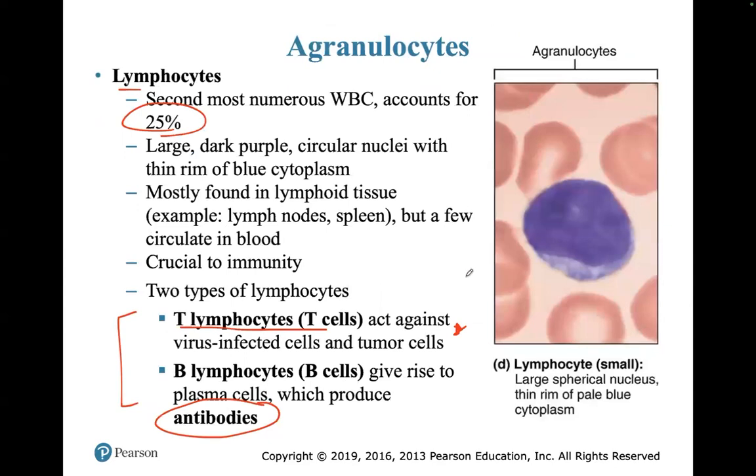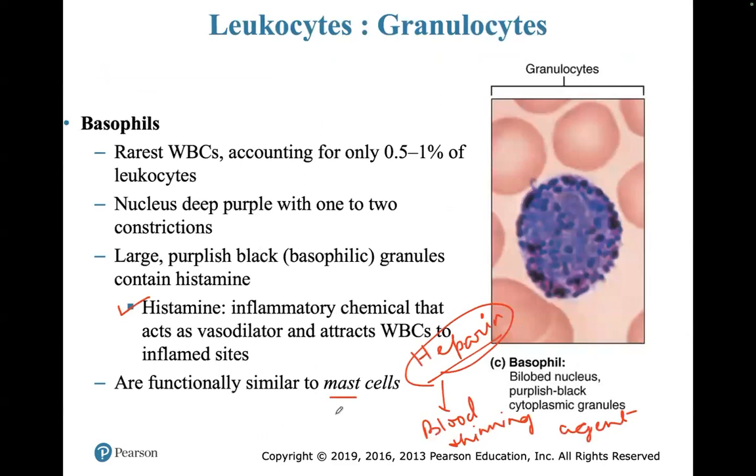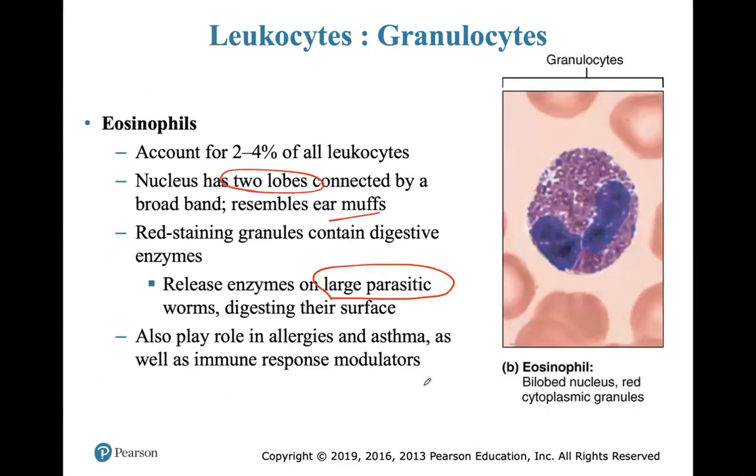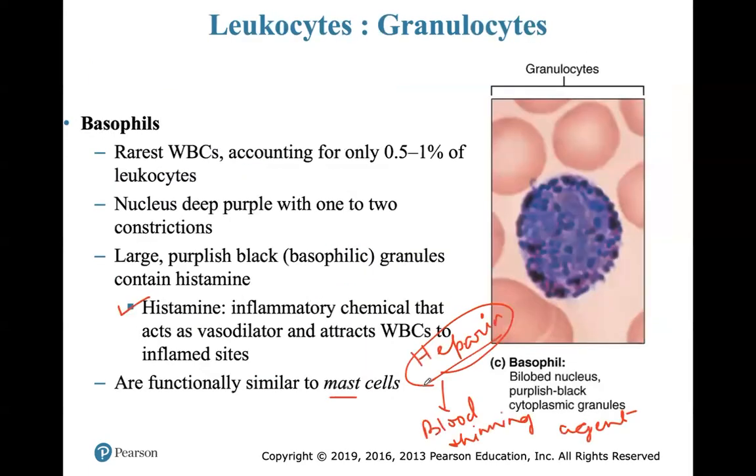You should know all of these subtypes, the major percentages, the big two, and their functions. I'm not going to ask you to identify them in lecture, but most importantly, you will be asked about their function and especially what kind of enzymes, what kind of product they produce. For example, basophil produces histamine, heparin, stuff like that. Eosinophil produces parasite-digesting enzymes. Neutrophil produces defensin. So these types of specific questions will be there.